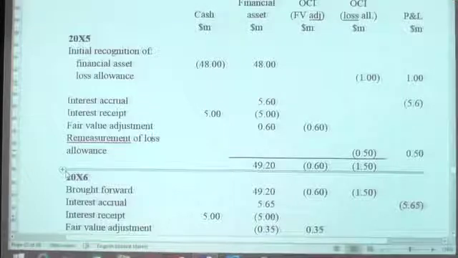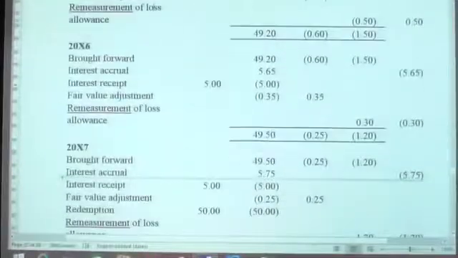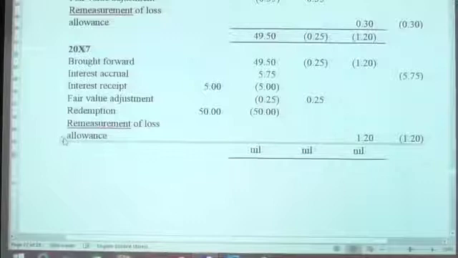Then OCI adjustments, you have two OCI adjustments: a fair value gain of 0.6 as well as the loss allowance made, 1.5. Got it? Likewise it has been prepared for the second year. I think you can watch the video, right, and the third year. Now at the end of the third year, you have a loss allowance to reverse, no issue, you will reverse it back to the profit and loss as we discussed in the amortized cost.